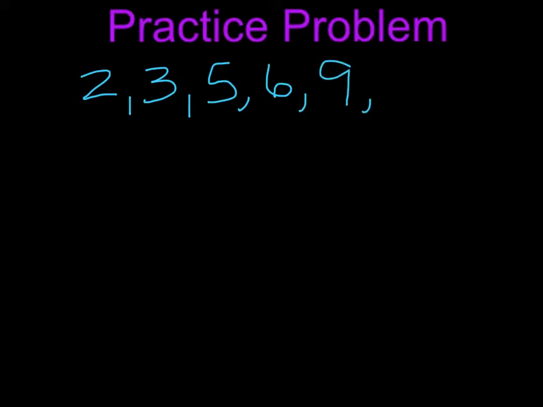Here is today's practice problem. Using only the divisibility rules discussed today, those are for the numbers 2, 3, 5, 6, 9, and 10, find and list all possible factors for the number 30.